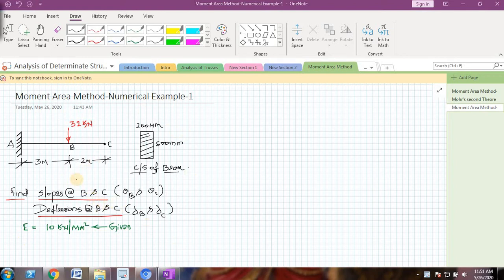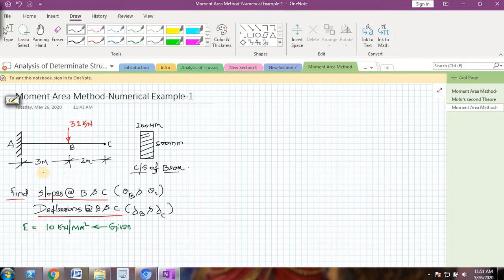Now the case is like this. This is your beam, of length 3 meter and 2 meter, that is a total length of 5 meters. At point B we have a concentrated load of 32 kilonewton. The beam has a rectangular cross section of 200 mm width and 600 mm depth. You have been asked to find the slope at B and C, and also the deflection at B and C.